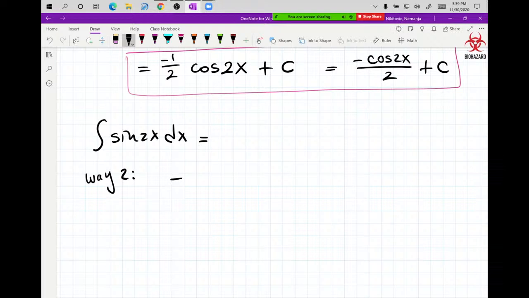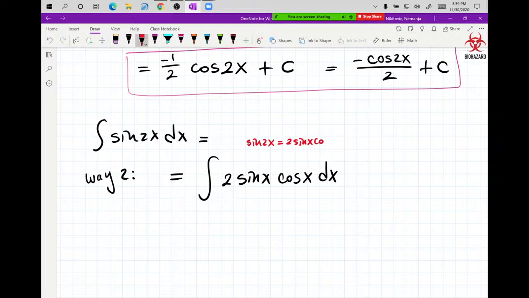Well, this integral can be written as 2 times sine x cosine x dx. All I did is I used the identity, which we should all know from a trig course. It says sine 2x is equal to 2 sine x cosine x. This formula is one of the most basic formulas you get in your trig course.